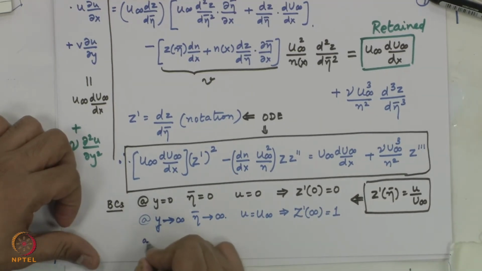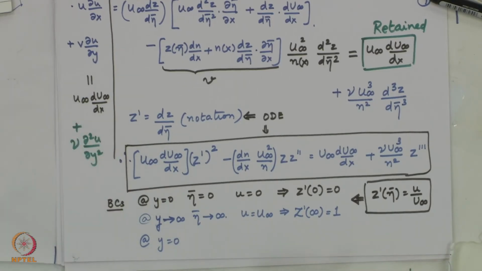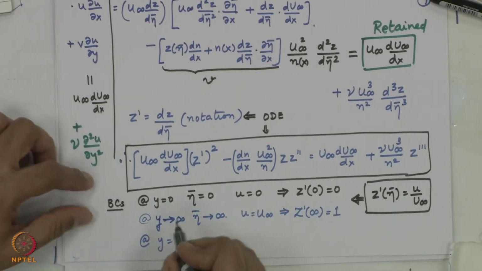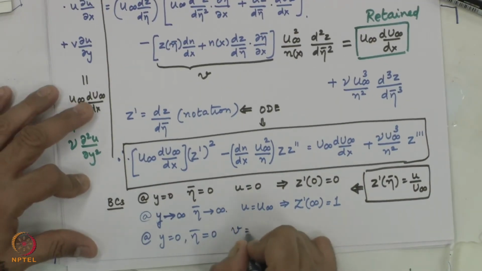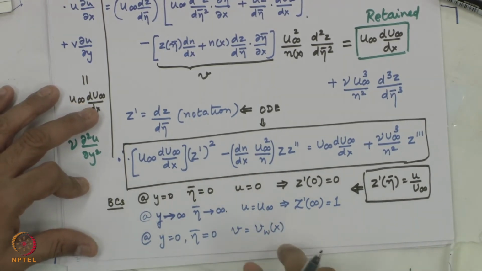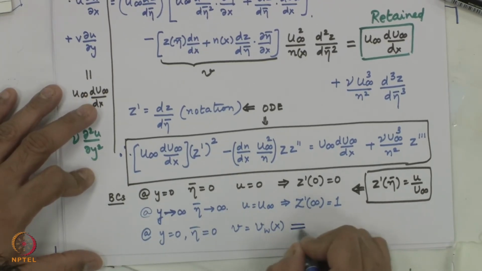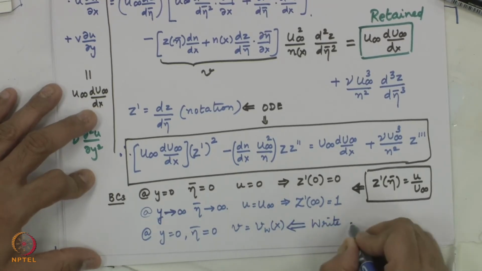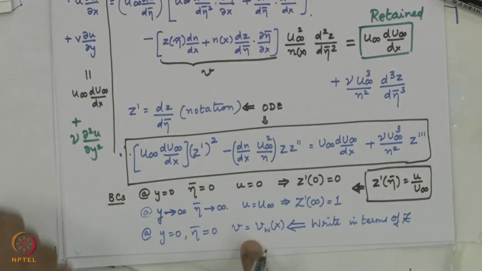Third boundary condition. How many boundary conditions do I need? It is a third order ordinary differential equation. So, I need 3 boundary conditions. 2 are very obvious. The third one is at y equal to 0, that is eta bar equal to 0, v is equal to vw of x. This is not coming in terms of eta, as you can see. This has to be written in terms of eta. Write in terms of z. Vw is not so useful for me. So, we are going to do that manipulation right now.